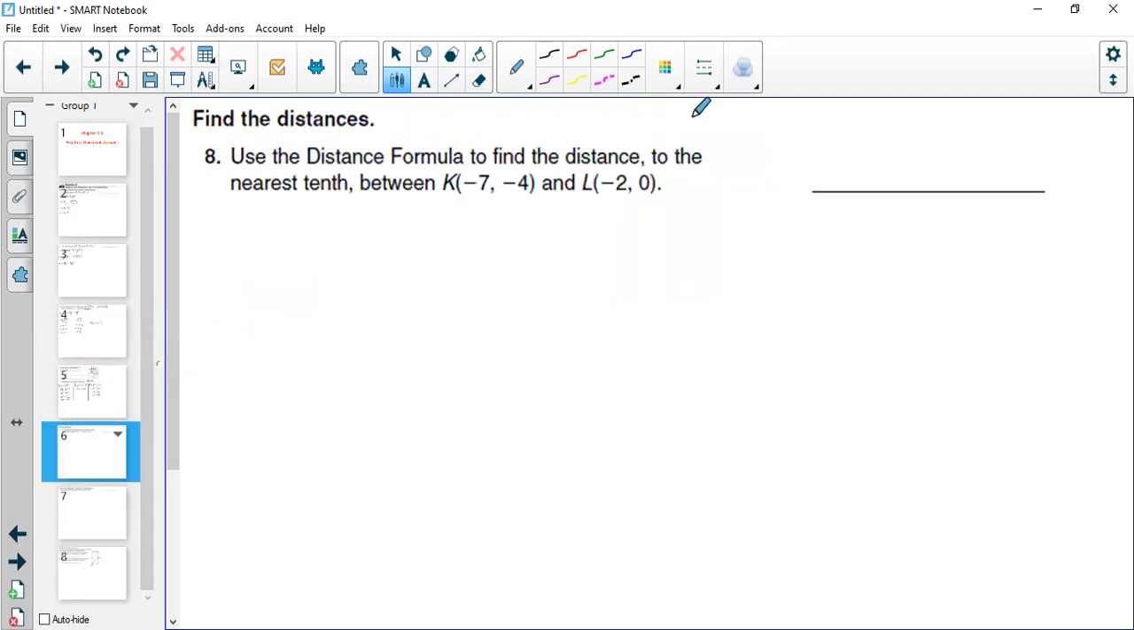Use the distance formula to find the distance to the nearest tenth. Now, because they're asking for the nearest tenth, that means you would have to use a calculator. So no need of the calculator, this is not related to us. Between K and L, let's use the distance formula.